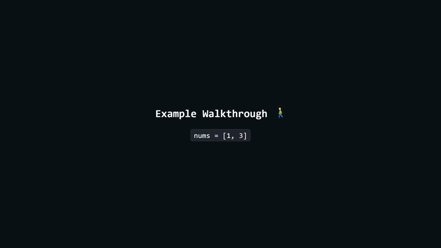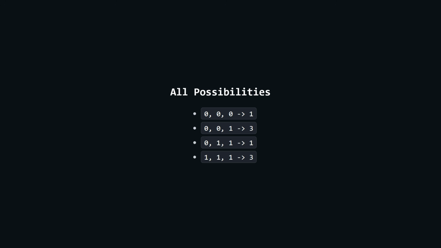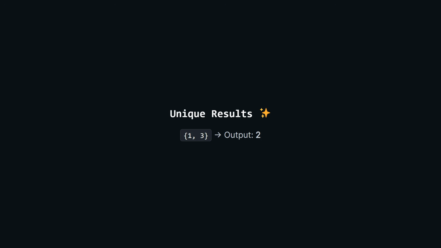Let's walk through an example. If our list is 1 and 3, we can pick the very first item 3 times. That gives us 1 XOR 1 XOR 1, which results in 1. If we pick the first item twice and the second item once, we get 1 XOR 1 XOR 3, which is 3. Listing every single valid combination out, we get these results. Looking at the results, the only unique values are 1 and 3. So our final answer is 2.